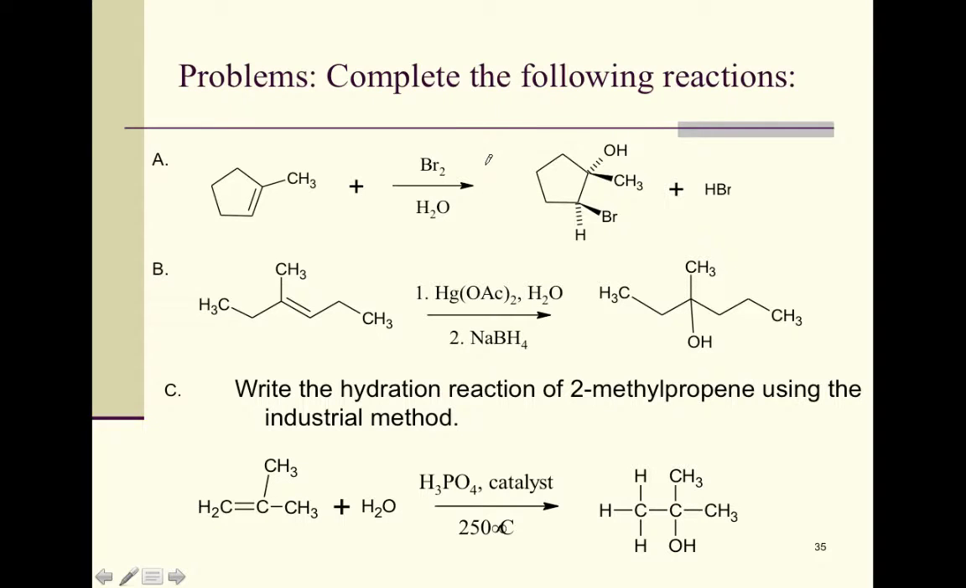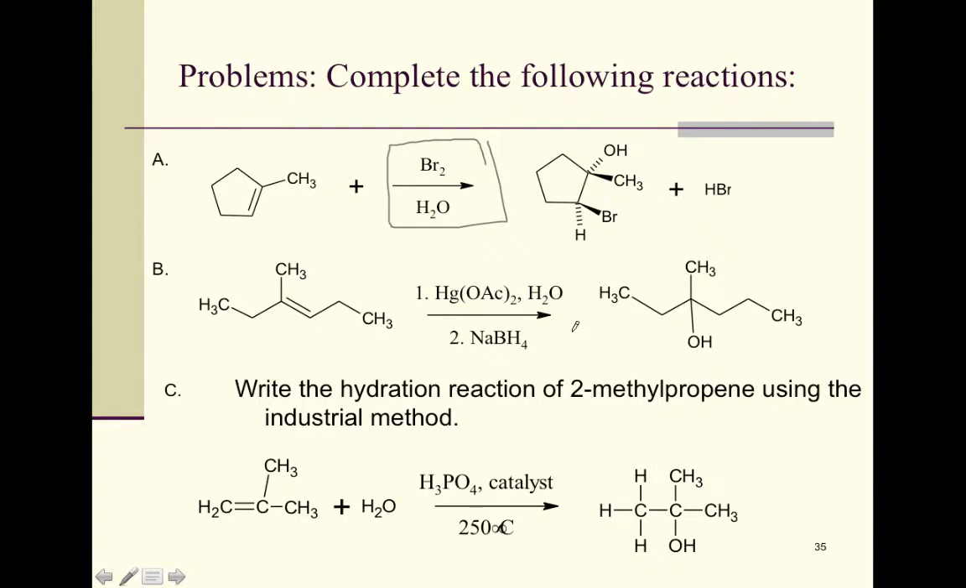All right, for letter A, this is the set of reagents you need to recognize that causes OH and Br to add across the double bond, and Br will go to the side with more hydrogens. So your Br would be here, and your OH would be here where the CH3 group was.